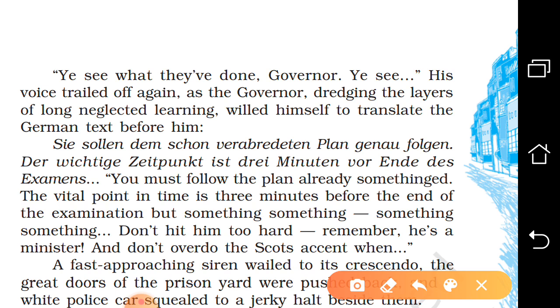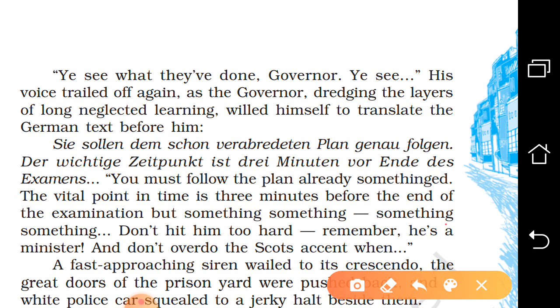It is German. "You must follow the plan already... The vital point in time is 3 minutes before the end of the examination... Don't hit him too hard. Remember, he is a minister, and don't overdo the Scots accent." Actually, that instruction was there to hit that man, McClary, and to escape.